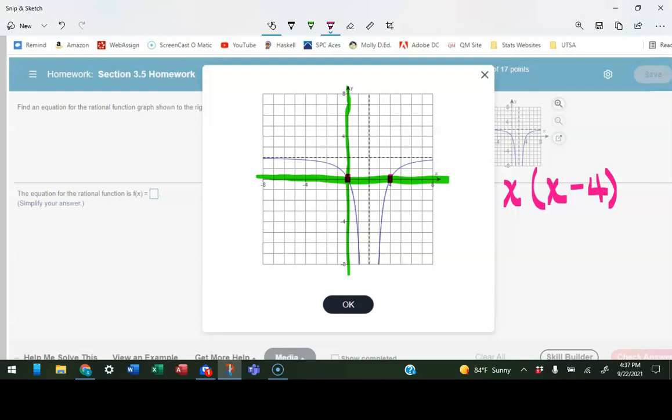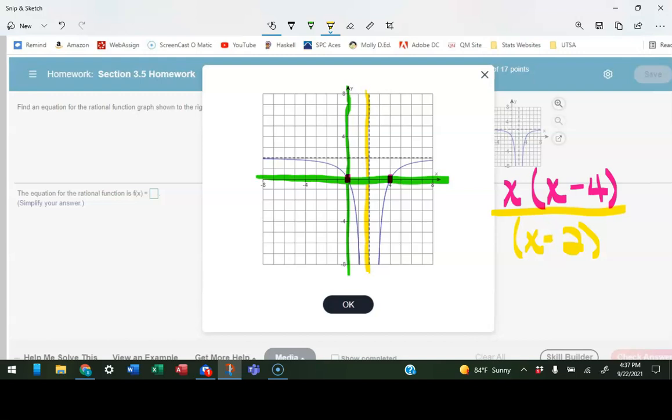Okay. Now I want to deal with my vertical asymptote. Vertical asymptote is going to represent where it slices through the x-axis, sorry. So there is my vertical asymptote. That is my denominator. So that slices through at +2, so I'll have an x minus 2.